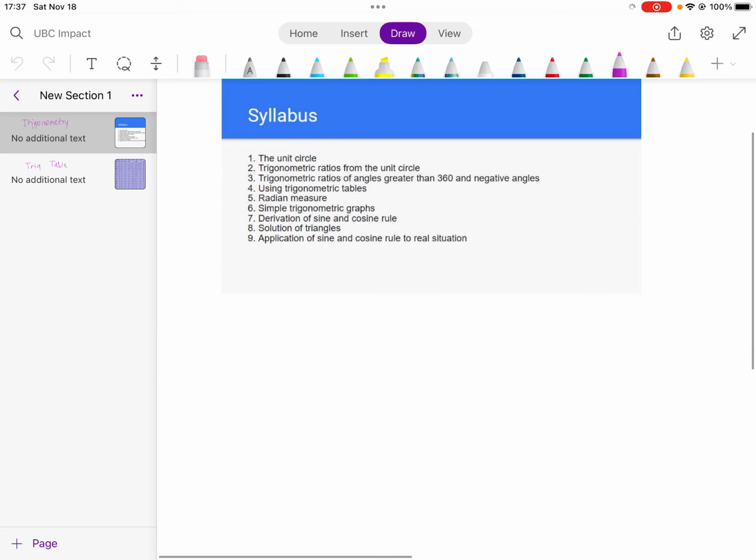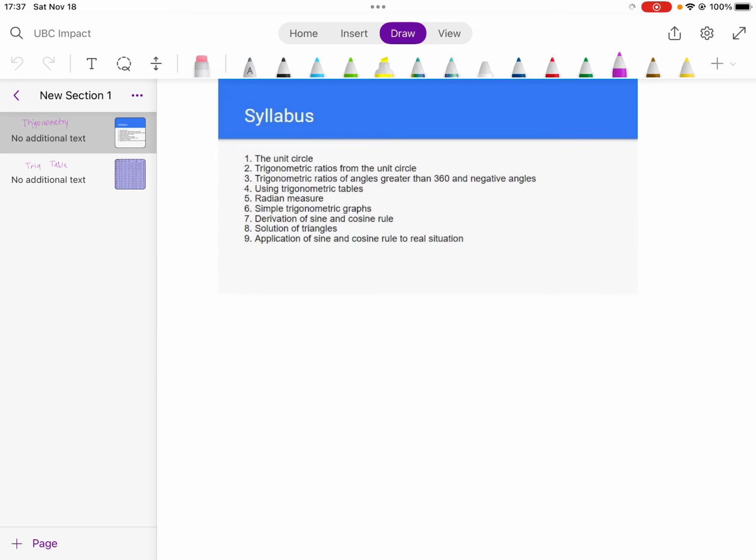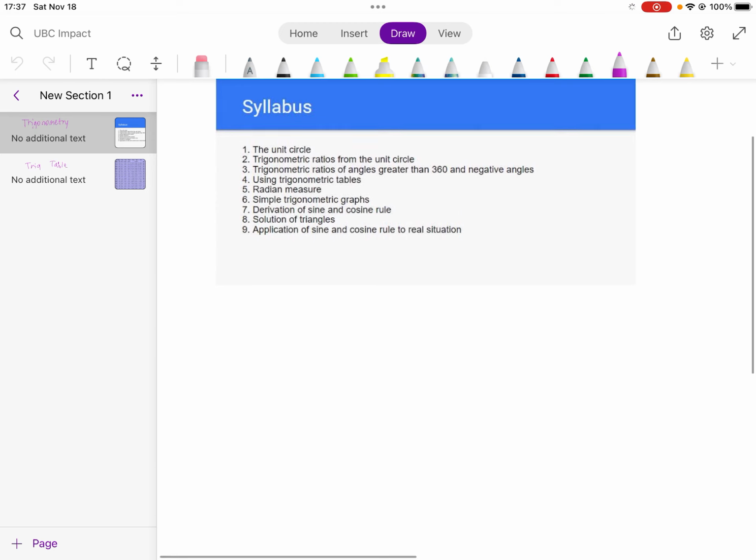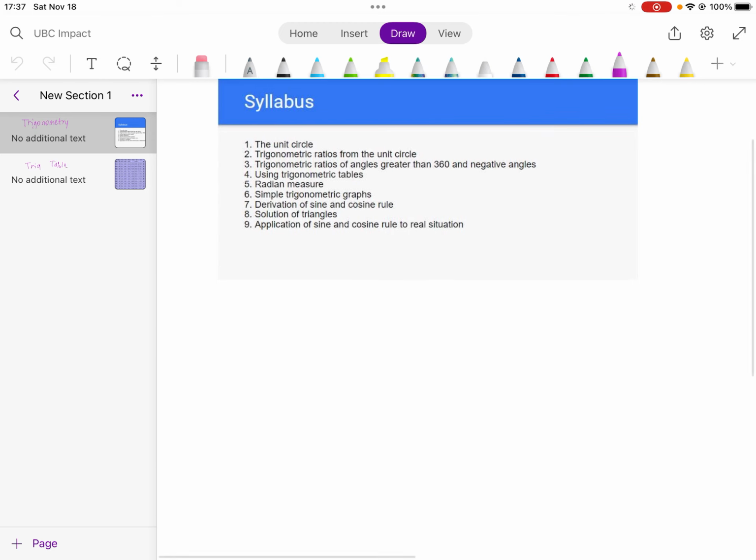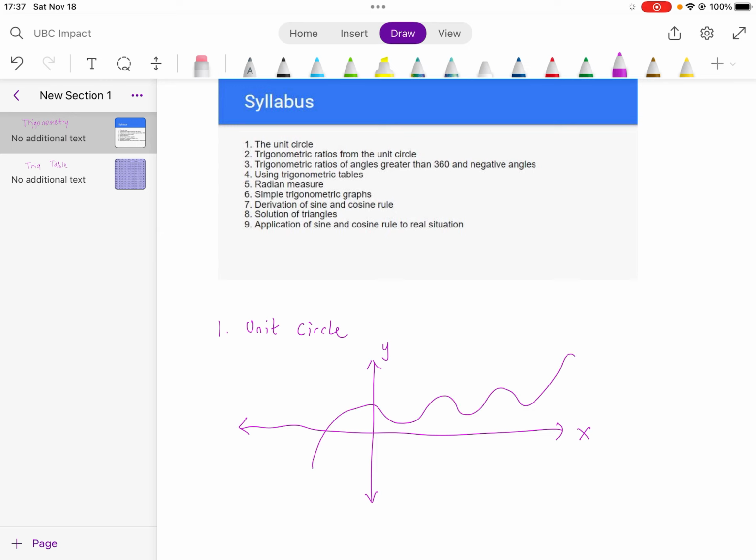Okay, let's go. First one is a unit circle. So what is the unit circle? You guys have done plots before, probably. So a plot is just something like this, right? You have an x-axis, you have a y-axis, and then you can draw some strange graph on it, and then you call that something, right?